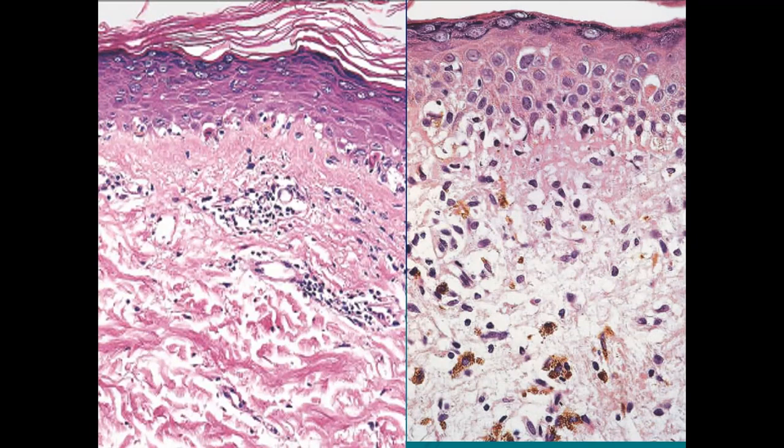And this interface change is different from lichenoid change, as there is a basal cell vacuolar degeneration, but there is no band-like lymphohistiocytic infiltrate at the dermo-epidermal junction.